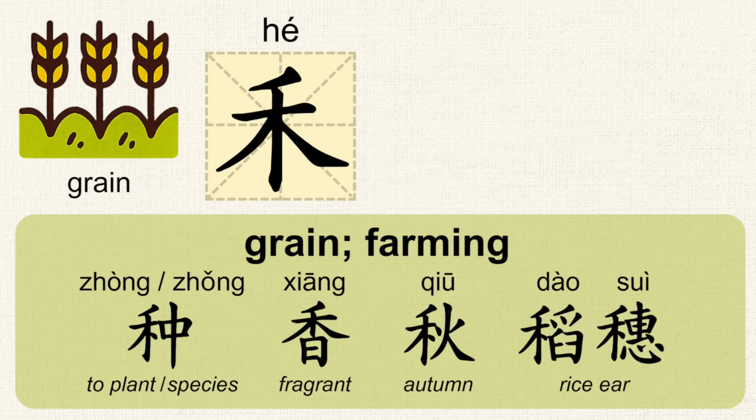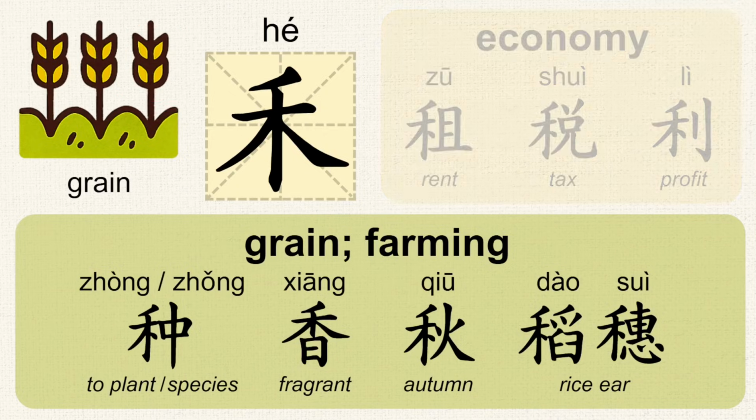It's also in 香, which means fragrant, 秋, which means autumn, and in 稻穗, which is the so-called rice ear. That's the top part of a rice plant which contains the actual rice seeds.